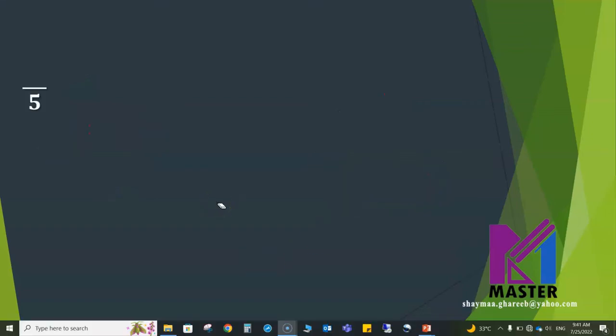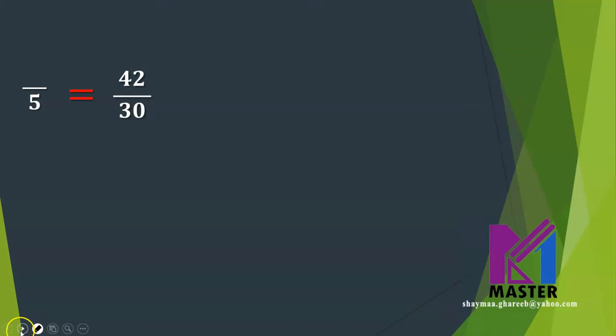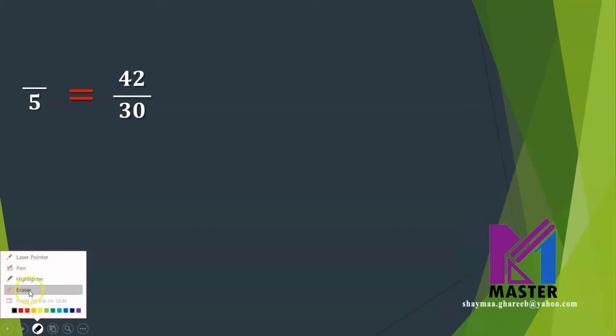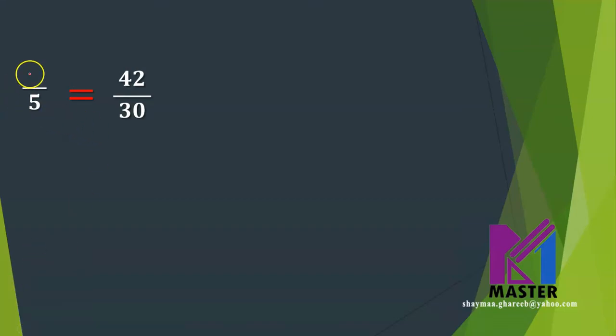One more question. What over 5 equals 42 over 30? We said we start from the complete fraction towards the fraction that has a missing number. So the 30 became 5. What happened? It's getting smaller, so it's a division. 30 divided by what gives 5? 30 divided by 6. Now I'm going to do exactly the same with the 42. 42 divided by 6 equals 7.